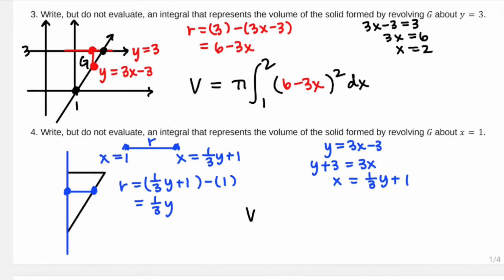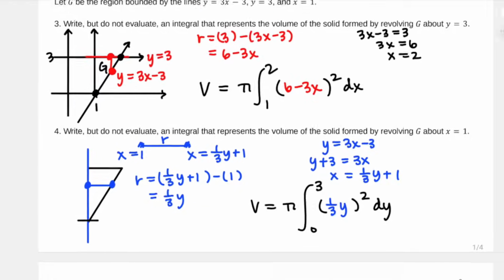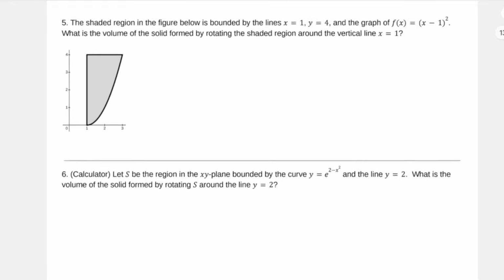And volume is the integral of pi r squared. And this time it would be with respect to y because the radius depends on y, or because we're rotating around a vertical axis like the y-axis. Okay, and then y is definitely starting here at 0 because that's the x-axis. And then up at the top, we had said that was y equals 3 before, so I'll fill that in, and there we go, we're good.